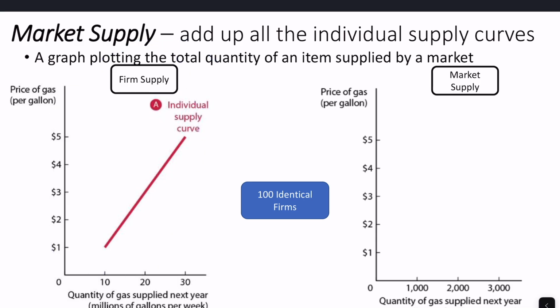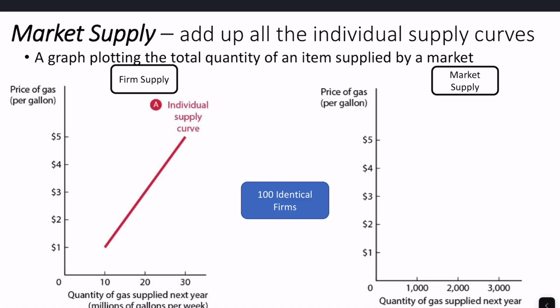You can think of this as the exact same supply curve we developed for BP, the individual gasoline firm, in a previous video. Imagine we have 100 identical firms that look exactly like this, and we want to add those all up to get the market supply curve over here on the right.